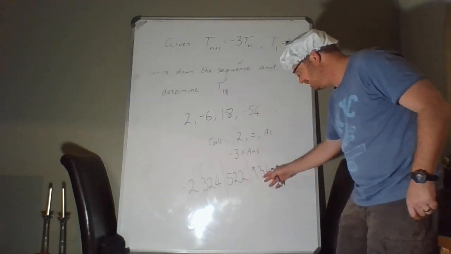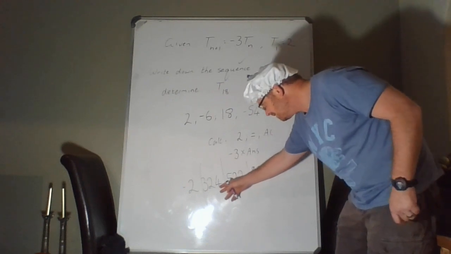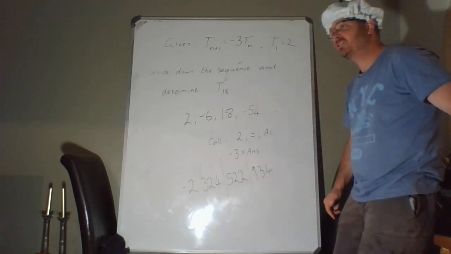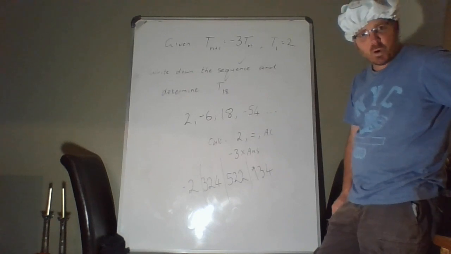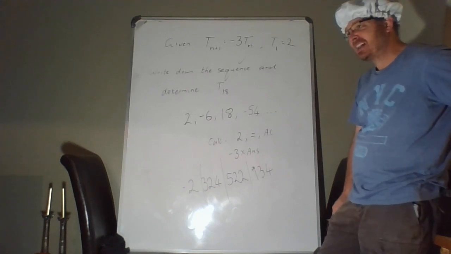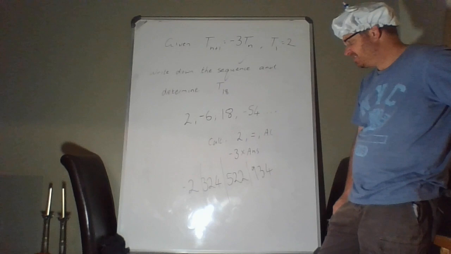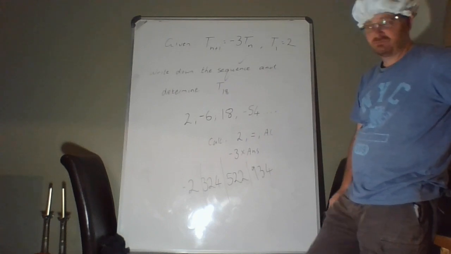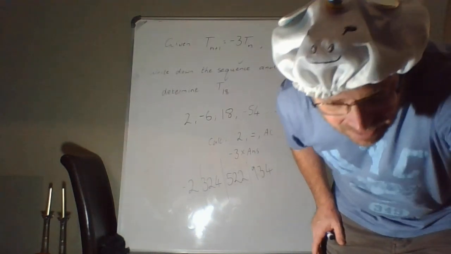Okay, there's your hundreds, there's your thousands, there's your millions, there's your billions. So it'll be negative 2,324,522,934. Lovely.